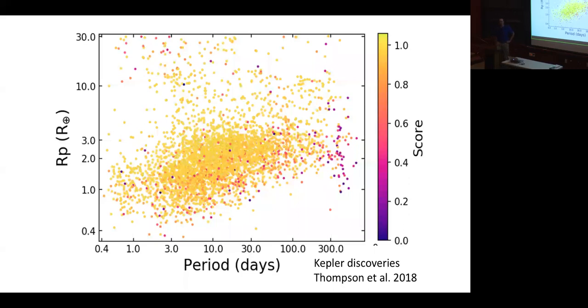All right, here's the haul of more than 4,000 candidates from Thompson et al.'s analysis of the Kepler data. This is now giving a reliability score based on the data itself, like those centroid offsets and whatnot. So you see that the large planets at any period really are pretty reliable, and then the reliability goes down as you go towards the signal to noise limit.